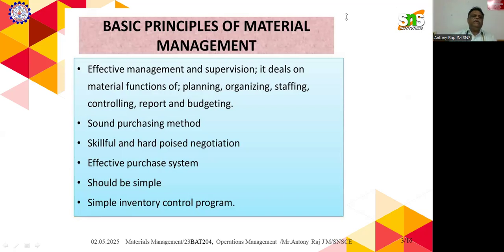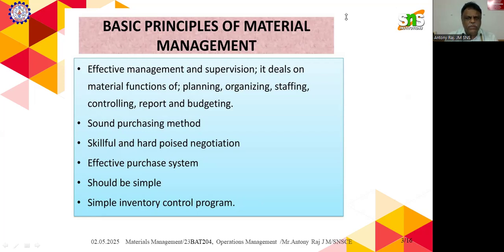These all come under effective management and supervision because, as you can see in the introduction, these need to be captured. And the purchasing method has to be very logical, very scientific, and very sound. Because you can't purchase from just any vendors. You need very reliable vendors and suppliers, the right time and the right cost. So sound purchasing is very important. You have to purchase at a very competitive rate and also without compromise in quality. That is where skillful negotiation comes into the system.